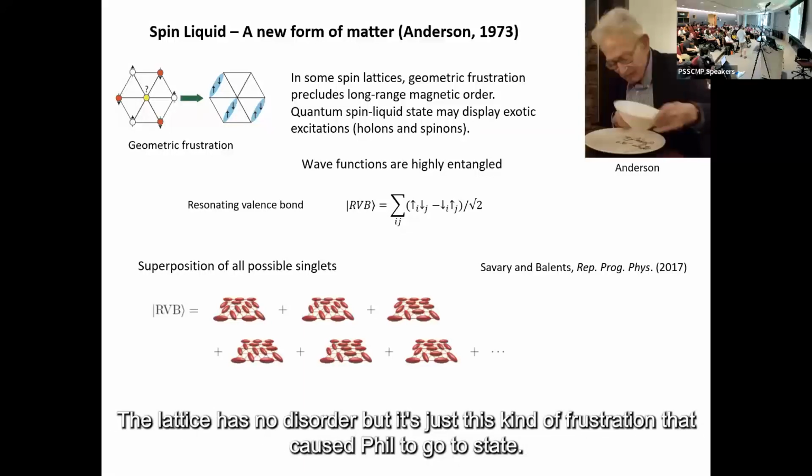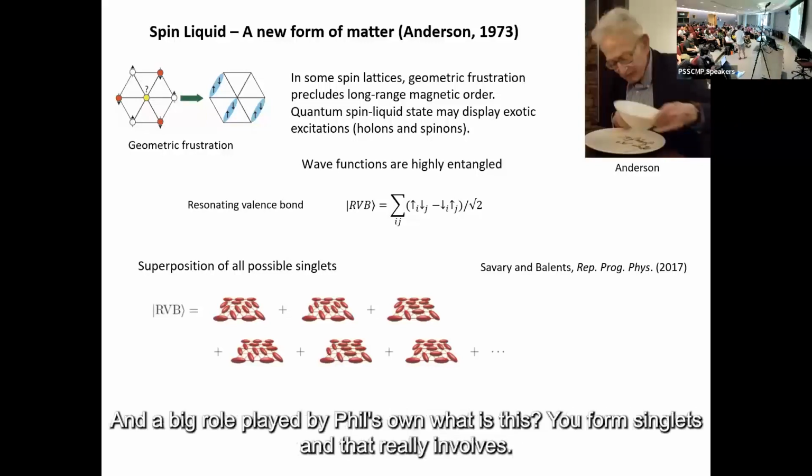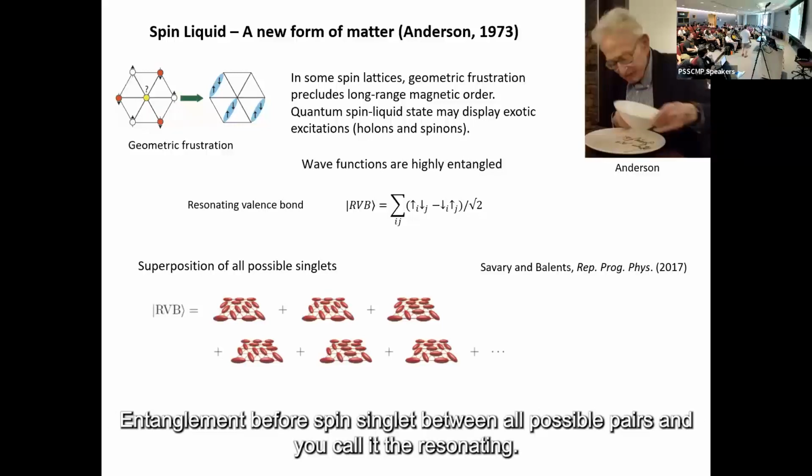The lattice has no disorder, but it's just this kind of frustration that caused Phil to propose the state. And a big role played by Phil's own work is this RVB. So you form singlets, and that already involves entanglement. You form spin singlets between all possible pairs, and you call that the resonating valence bond state.